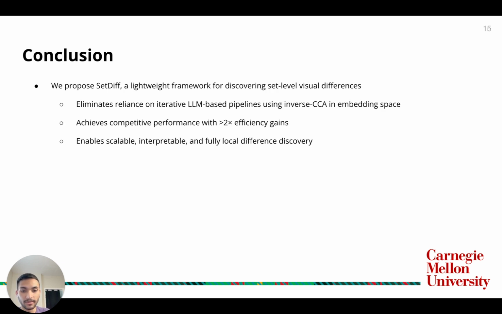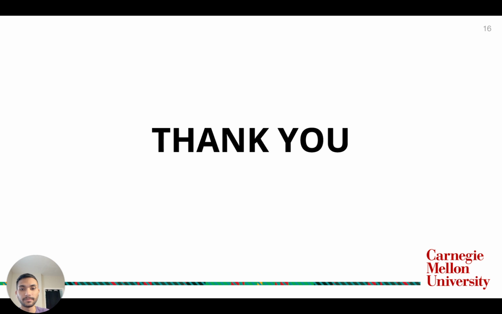And now finally, the conclusion is we propose SetDiff, a lightweight method for set level difference discovery using inverse CCA. It reduces LM dependence, achieving competitive performance with over 2x efficiency gain and enables local analysis. Thank you.